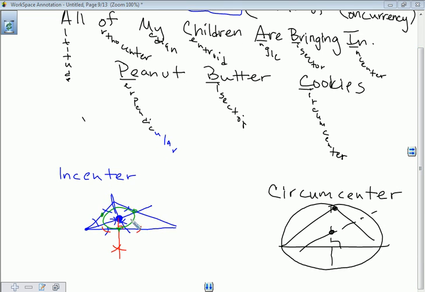Incenter is equidistant to the sides. Circumcenter is equidistant to the vertices. Centroid puts it into a 1-to-2 ratio. Any of that sound familiar? Nope. Okay. Centers are hard to remember.